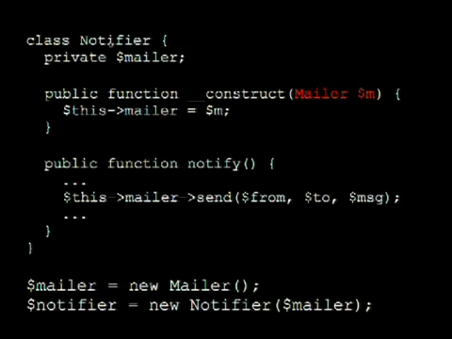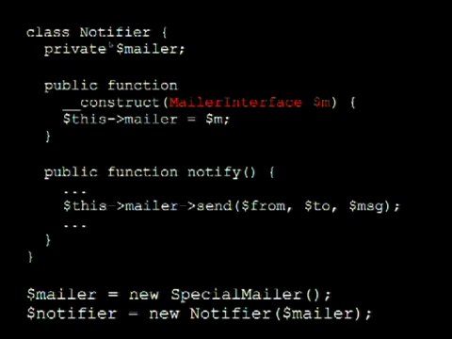So let's look at this again and think, well, what does the notifier class really need to know about the thing that it's going to use to send the email? Does it even need to know what the concrete class is that gets injected into it? It doesn't. All it needs to know is that it's going to get a thing on which it can call the send method and pass these parameters. And so the way we express that is it'll accept anything that implements the mailer interface. So now at the bottom you can see, instead of instantiating a mailer object, we use a special mailer and pass that in instead.